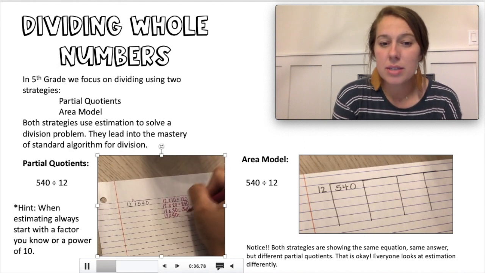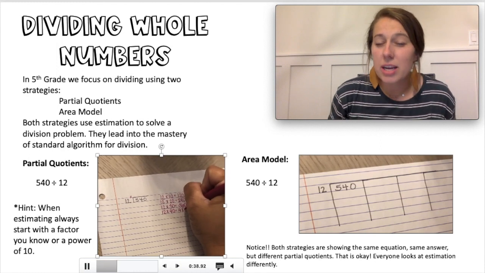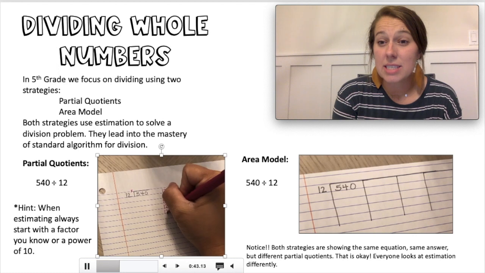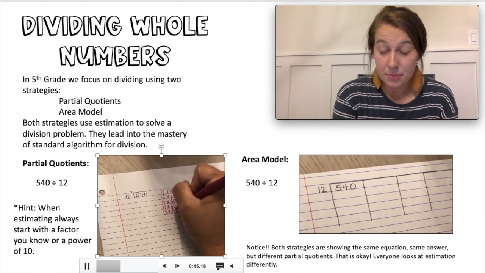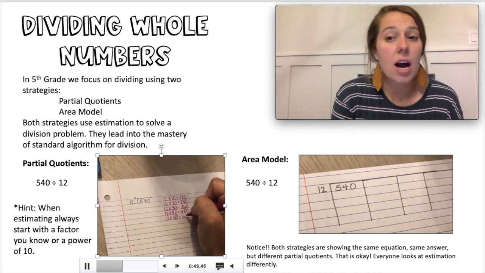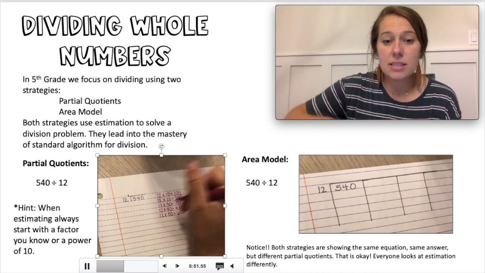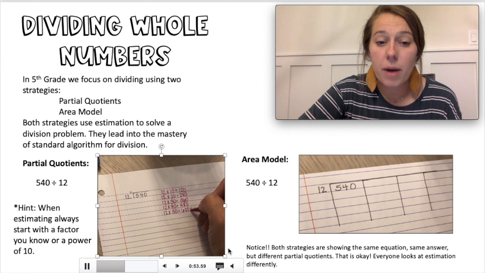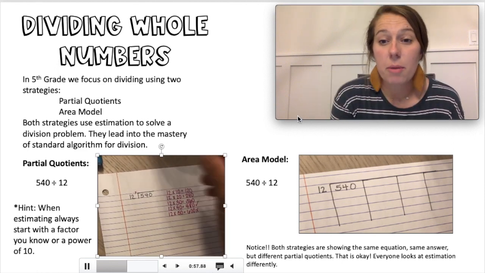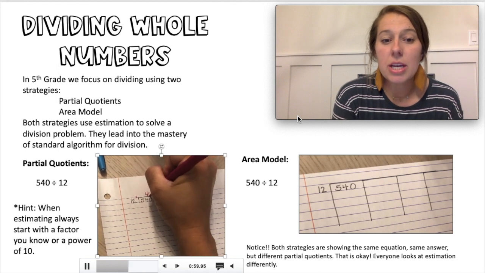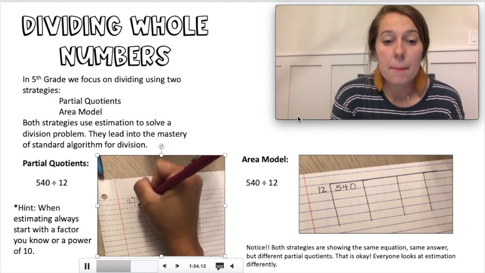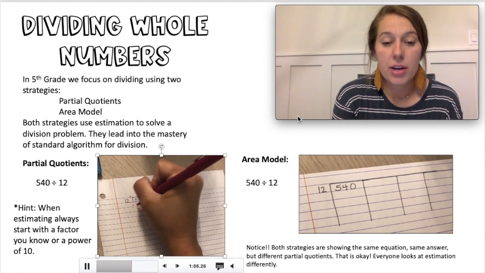Okay, so I'm noticing 12 times 30 is still pretty far at 360. 12 times 40 is 480. That's pretty close. So I'm going to try one more and see what happens. I do not want to go over that dividend. Okay, so I noticed 12 times 50 is too big. So I'm going to mark that out, and I'm going to use 40 as my first partial quotient. I'm going to subtract 480.